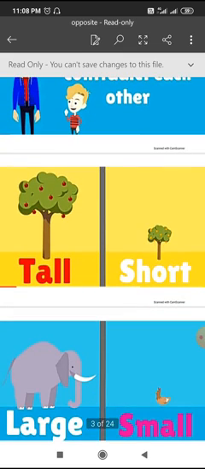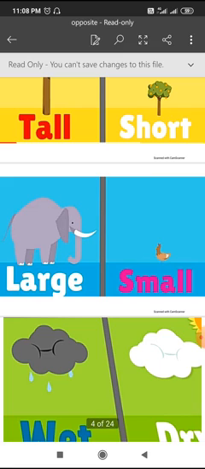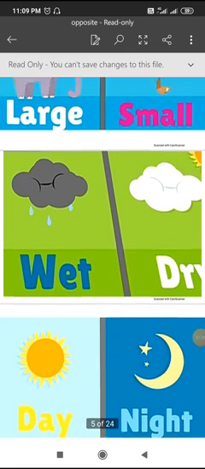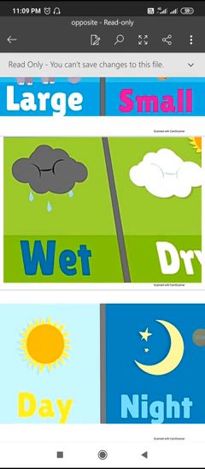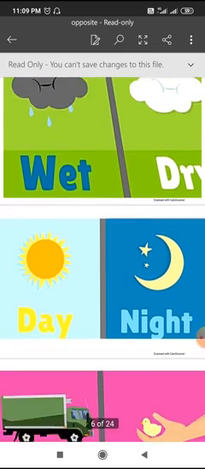Like tall and short. Tall is the reverse of short and short is the opposite of tall. Large and small. Here large is the opposite of small and small is the opposite of large. Moving to our next example, wet. The opposite of wet is dry and the opposite of dry is wet.